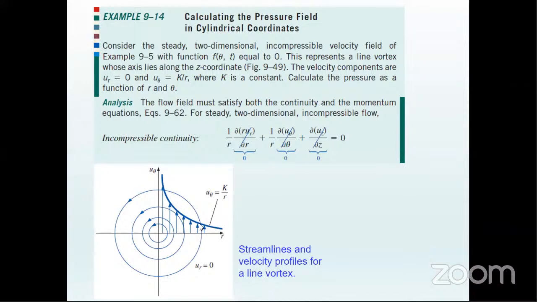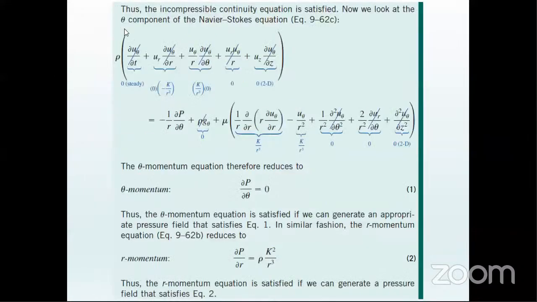u_theta varies in such a way that it comes down as the value of r increases. This is near the center point, and this is at the outward radii. This being an incompressible fluid, the continuity equation is satisfied.